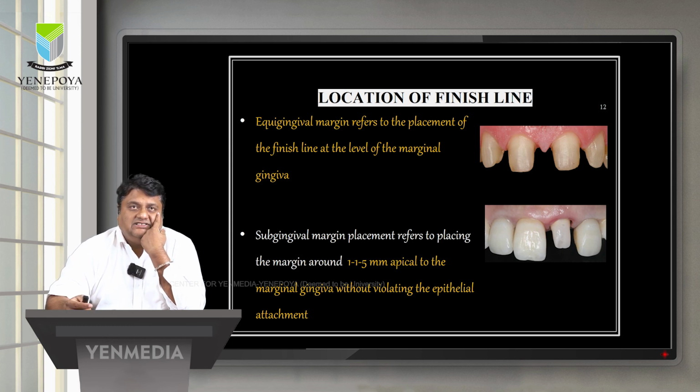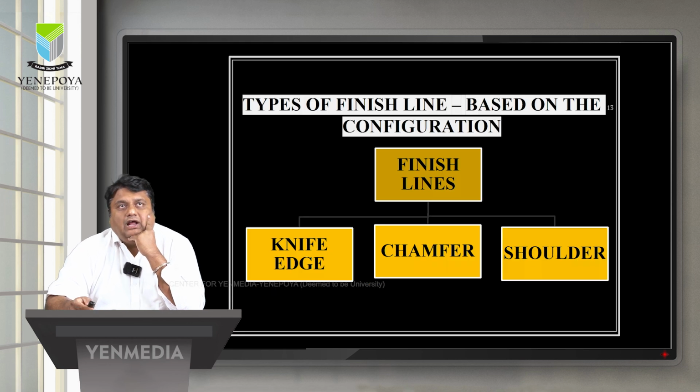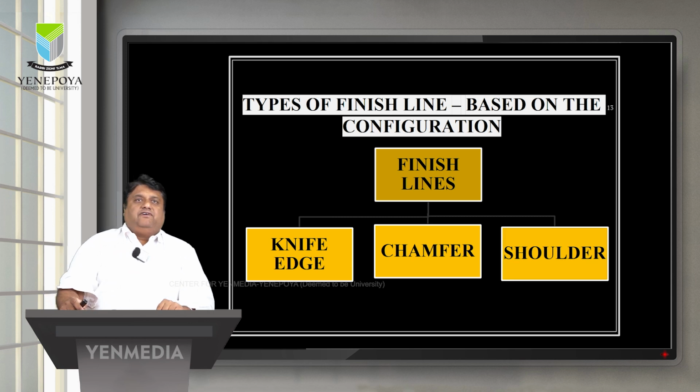But yes, there are certain cases, like in an anterior tooth, if you are giving a PFM crown to mask the metal, you need to place the restoration subgingival so as to mask the metal collar. Now, finish lines can be classified based on their configuration, that is the shape. So you have the knife edge, the chamfer, and the shoulder. And there are modifications of each of these configurations. We will come to it in a short while.